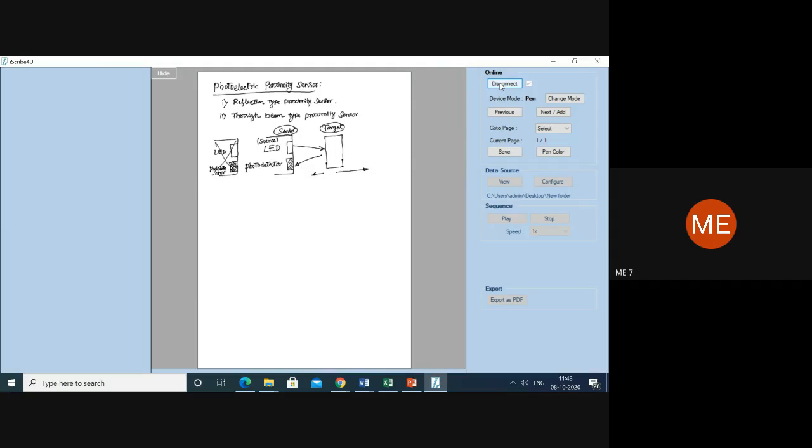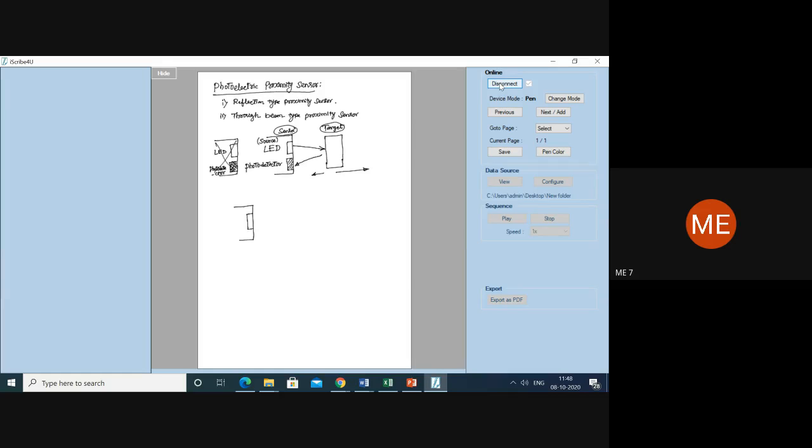Now that time gap indicates what? The time required to receive the signal indicates the distance of the object in front of the sensor. So that is called the reflection type proximity sensor. Now the second one is called a through beam. Just observe this and tell me what you are measuring.